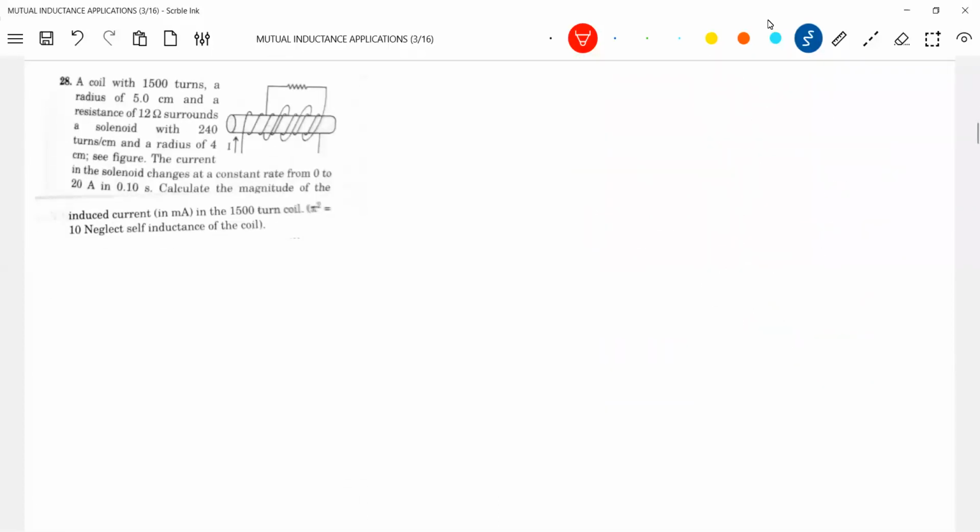Read the question. There is a coil and a solenoid, and a current through the solenoid. Calculate the magnitude of induced current in the 1500 turn coil. Neglect self-inductance of the coil. That also he has put as one condition.